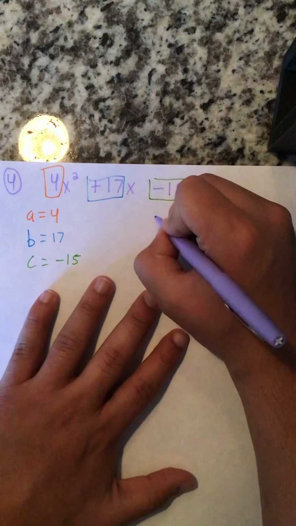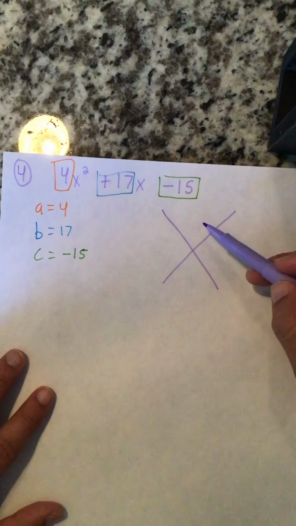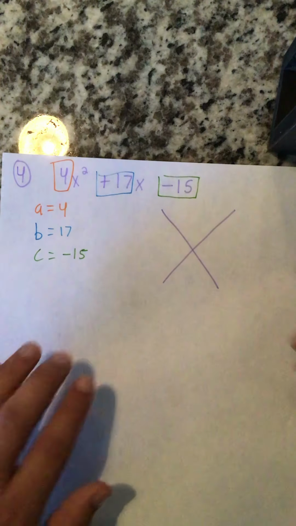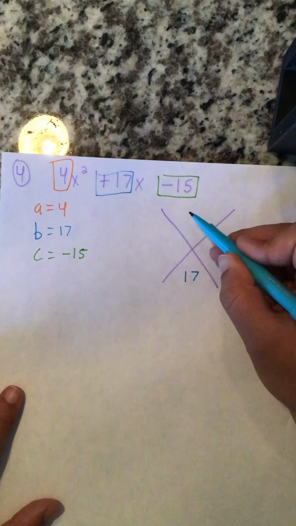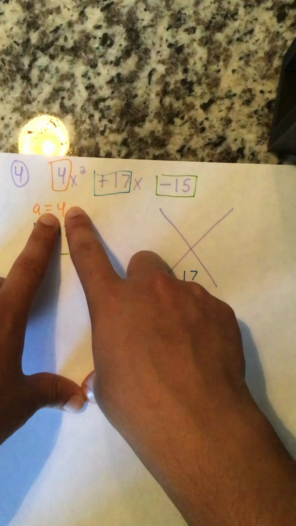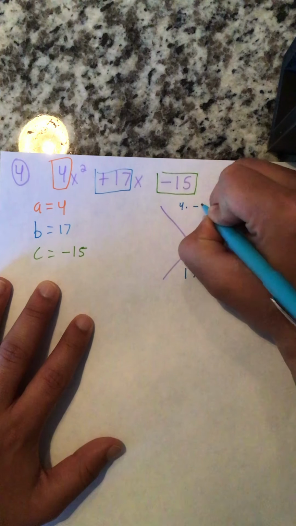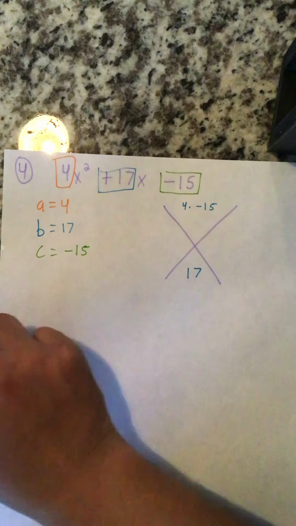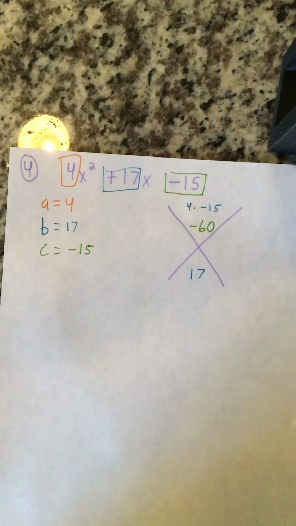A, B, C. Just like that. Okay? Then we draw the x. And we can start filling stuff in. At the bottom of the x, this is the b value. So I'm going to put a 17 right there. Okay? On top of the x is a times c. Hopefully you remember that. A times c. So I do 4 times negative 15. I'll write that here. So it's 4 times negative 15, which gives me negative 60. Okay, so negative 60 is my a times c.